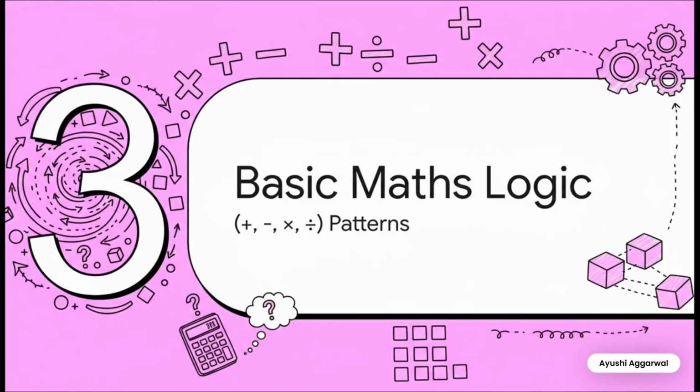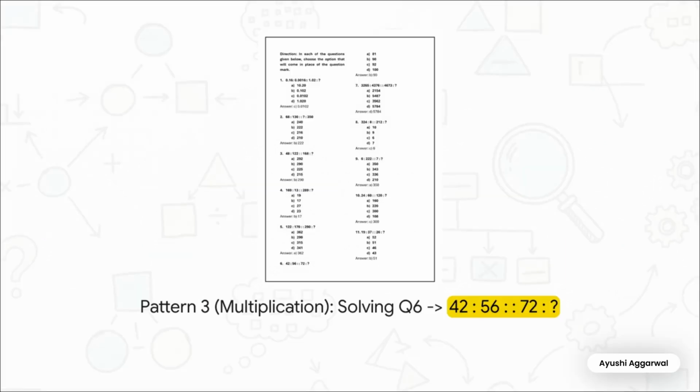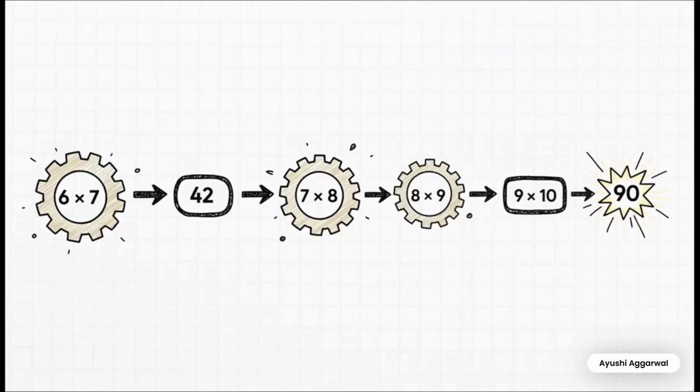The logic isn't always going to be complex. Sometimes the examiner throws you a question based on really simple, basic math operations. Now, take a look at this question. 42, 56, 72. Can you see a pattern here related to multiplication tables? Take a moment to think about it. You're absolutely right. 42 is just 6 times 7. 56 is 7 times 8. So we can see that it's a multiplication of consecutive numbers. The next one, 72, is 8 times 9. So what should come in place of the question mark? Exactly, 9 times 10, which is 90.